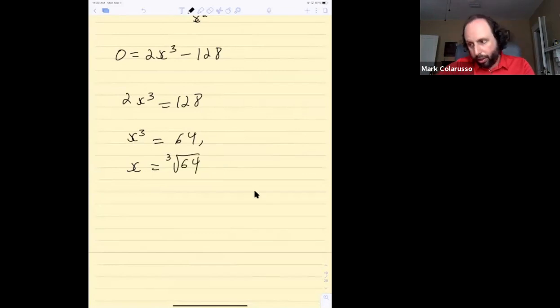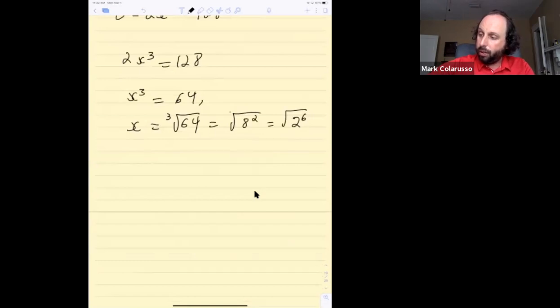You can use a calculator if you want, but 64 is 8 squared, which is 2 cubed, so this is 2 to the 6. Sorry, cube root. So this is 2 squared, or 4. So x equals 4 is the point where the derivative is 0. And now we need to check that this is a minimum.